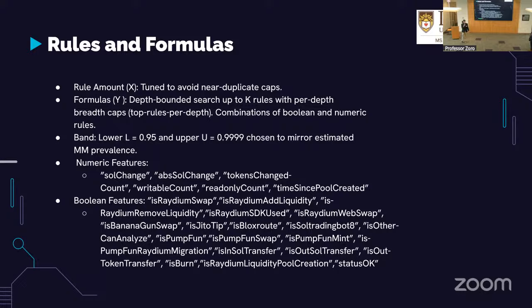These formulas have a goal of capturing between 95 and 99% of transactions. Market makers, as our sponsor said, account for about that much of the total transactions on Solana. As many as 99.9% of transactions on Solana are artificial, are bots, and are done by market makers. So my rules and my formulas are trying to capture that space, and the ones that they don't capture are going to be classified as organic traders.